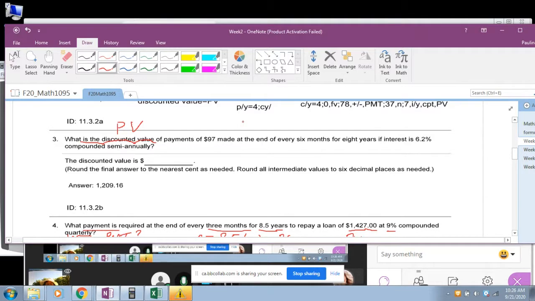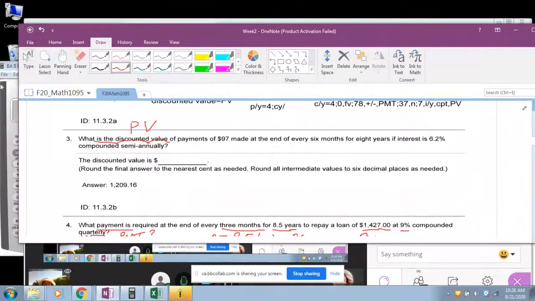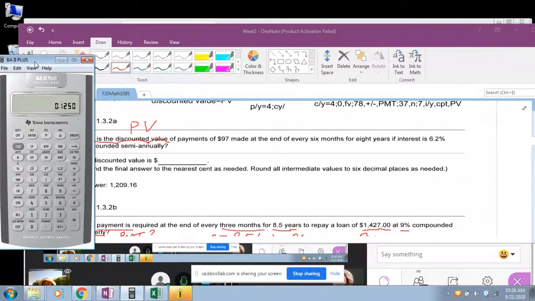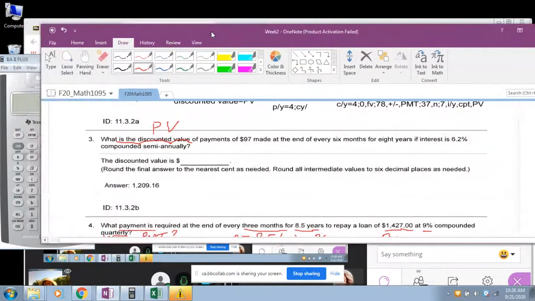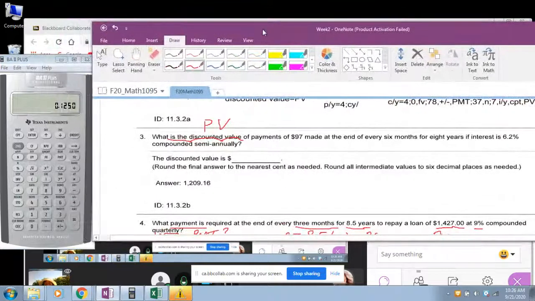Okay. So again, this question, we are going to use 2 methods. One, calculator. Second method, use a formula. I'm trying to go slow, so try to see the calculation. The question asks you, what is the discounted value? Means what is the PV of $97?